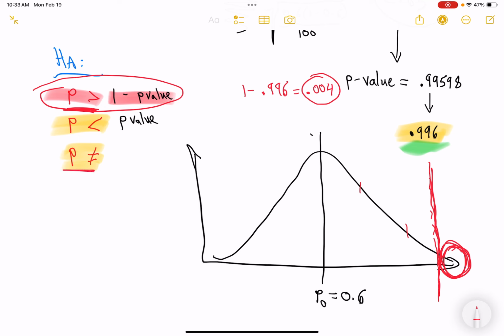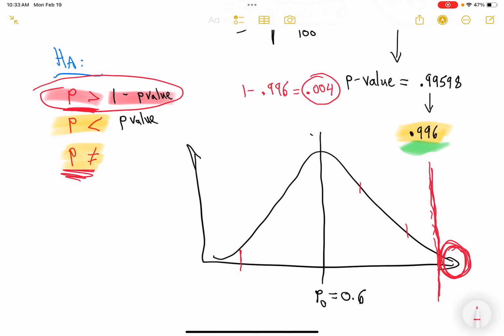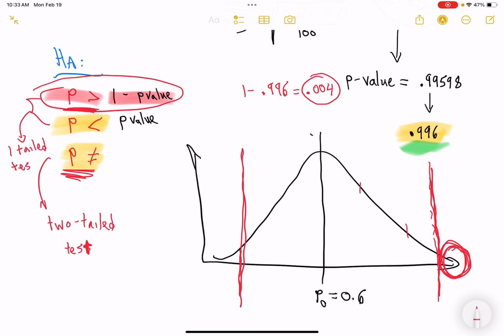Now for p does not equal the proportion, we're actually asking for both extremes of the normal curve. We're asking for what's known as a two-tailed test. So I'm going to write that down here. This is the one two-tailed test that we will run. The other two values, these two guys here, are both one-tailed tests, because we're looking for either the left or the right tail.